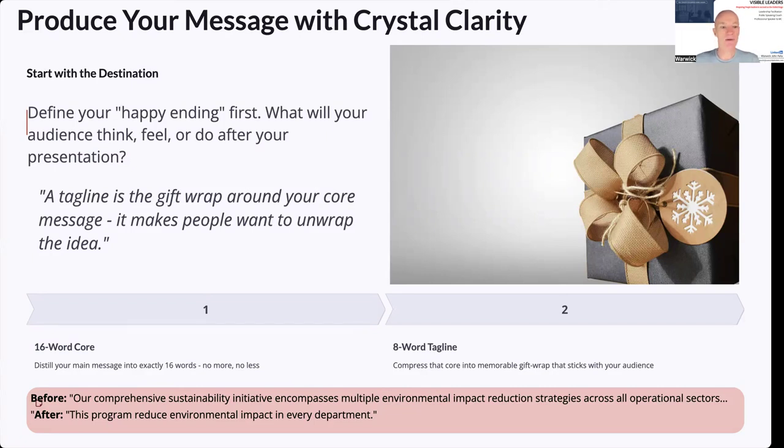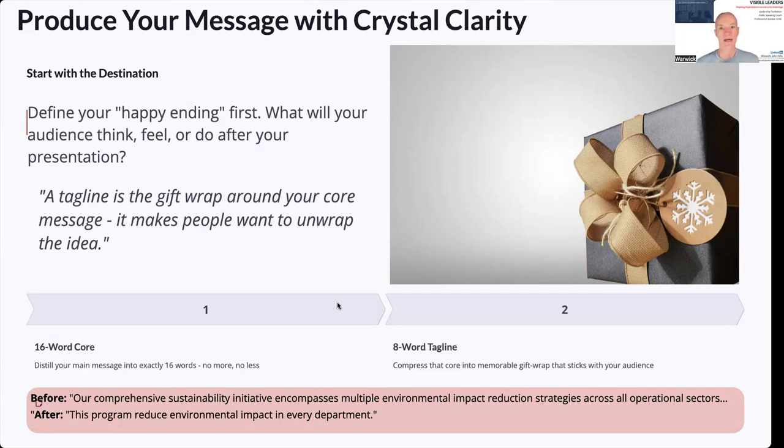So in the example at the bottom, you can take a long example like: our comprehensive sustainability initiative encompasses multiple environmental impact reduction strategies across all operational sectors. That's a bit of a mouthful. That's quite challenging to convey that idea. But when you put that into a tagline, then: this program reduces environmental impact in every department. So the key message there: reduce environmental impact in every department. So those sort of 8 or 6 words that you can use.